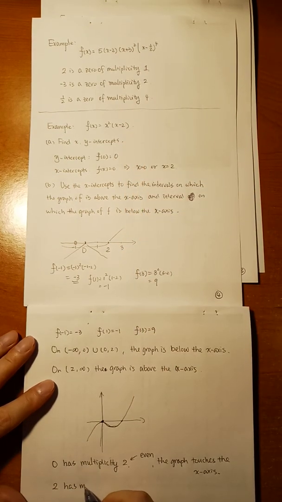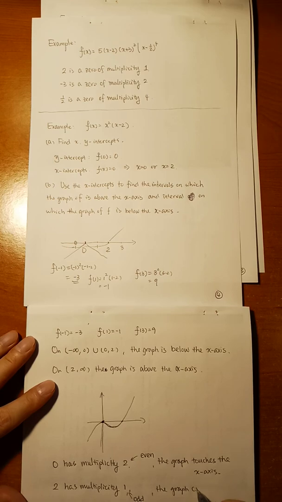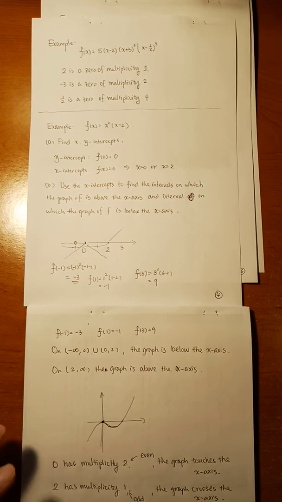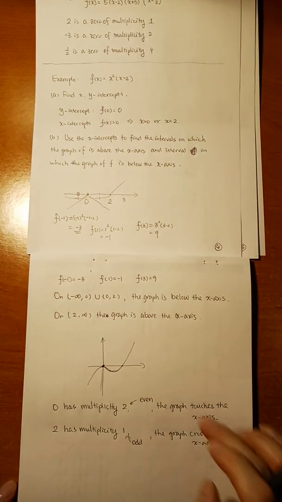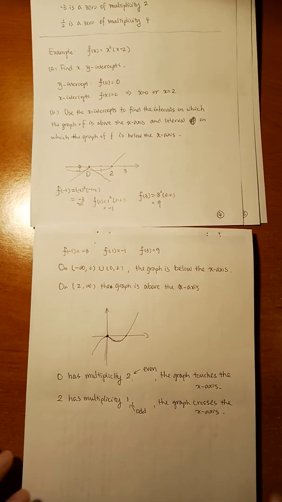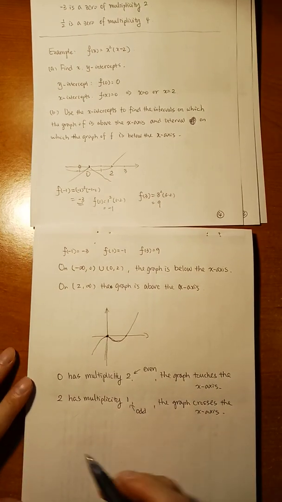And this number 2 has multiplicity 1. We consider it as odd. It's an odd number. The graph crosses the x-axis. So this is like the supporting evidence for the claim. The claim is the following, the same thing.